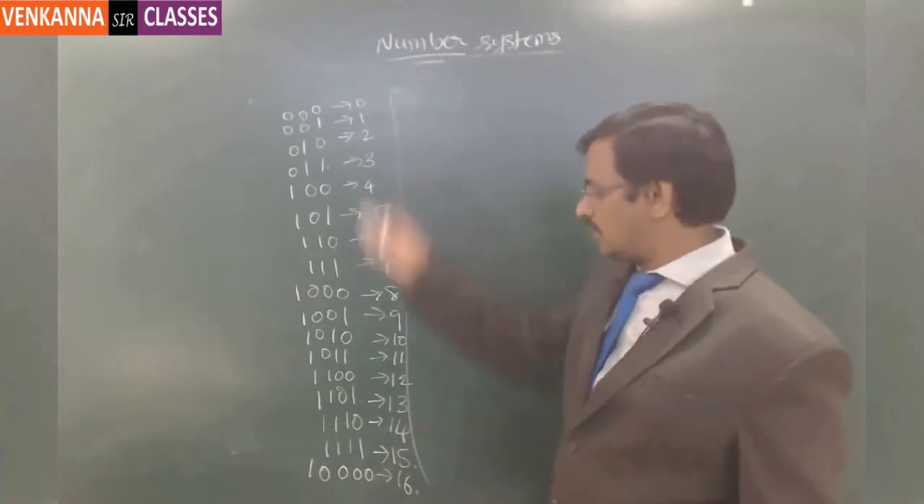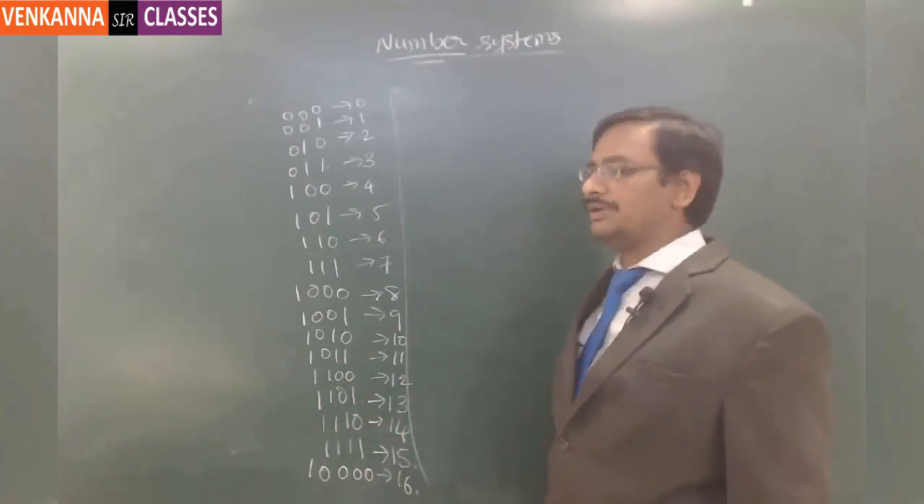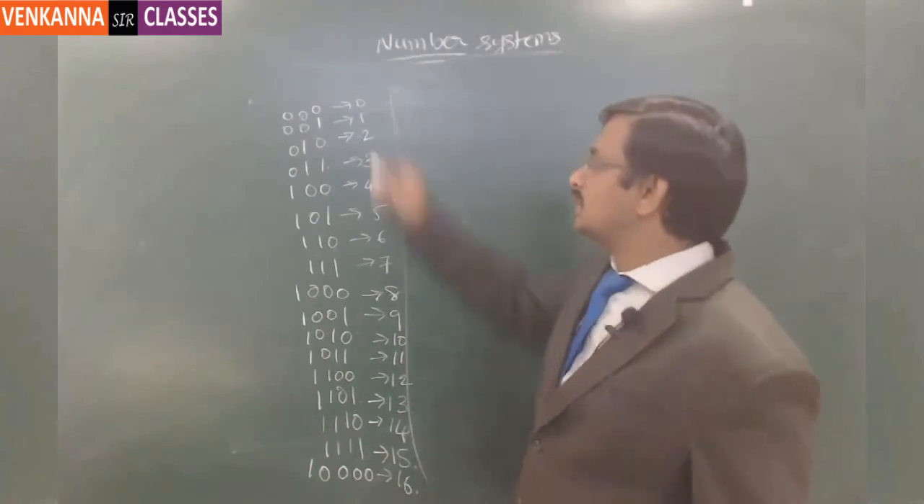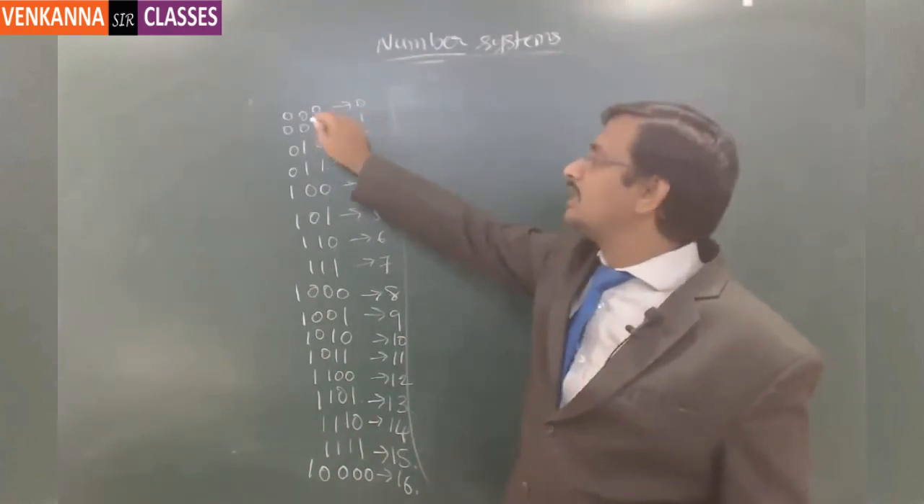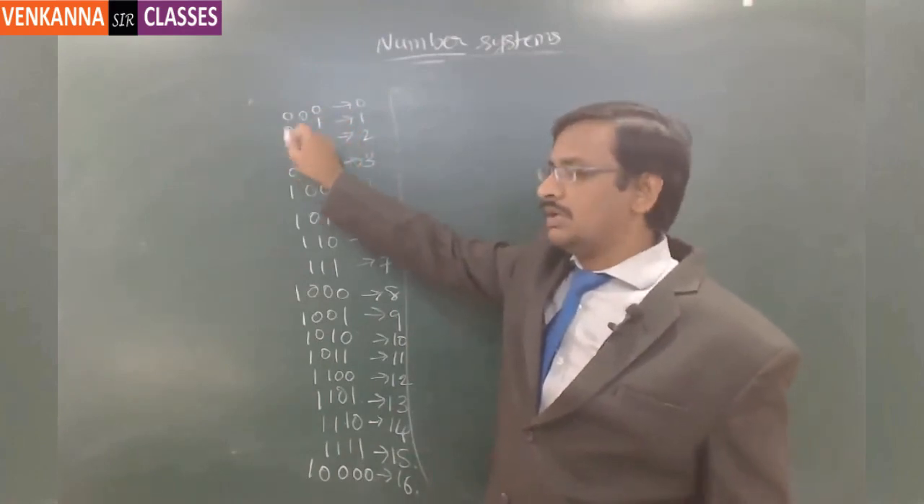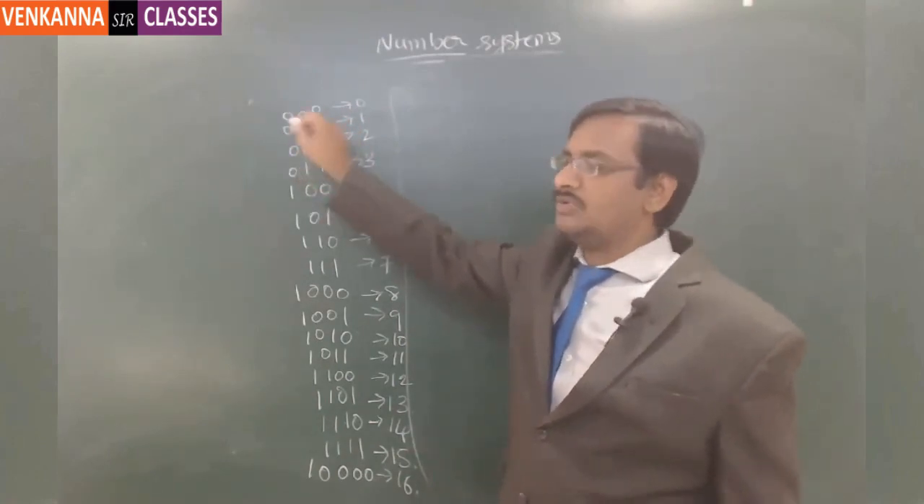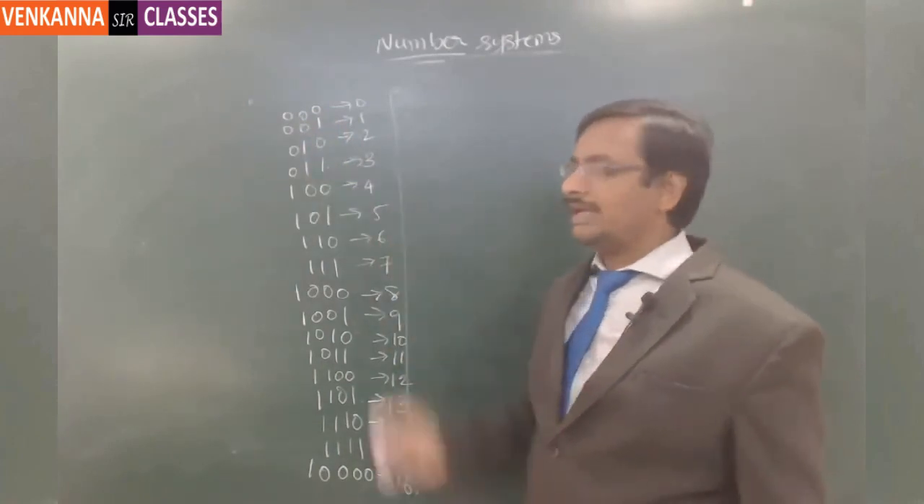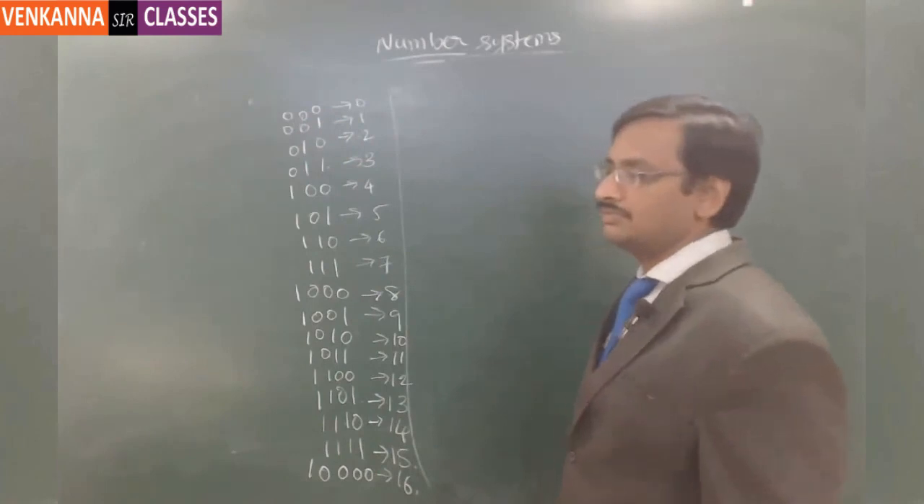Got it? So this is how you can construct it even if you forget it. You keep on repeating the cycle. At the first place you complete one cycle, then increment the next one. At the second place if you complete one cycle, then you increment the next one. In the third place also if you complete one cycle, you increment the next one. Like that you can write any number of your own interest. Got it?